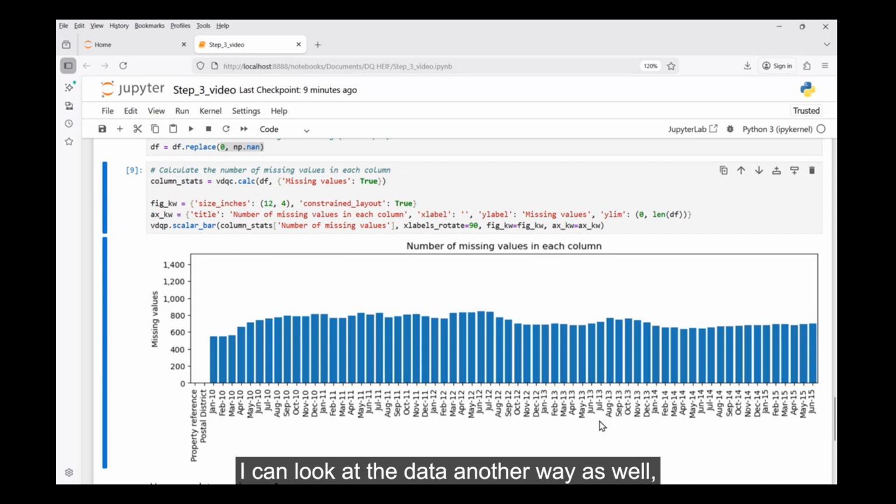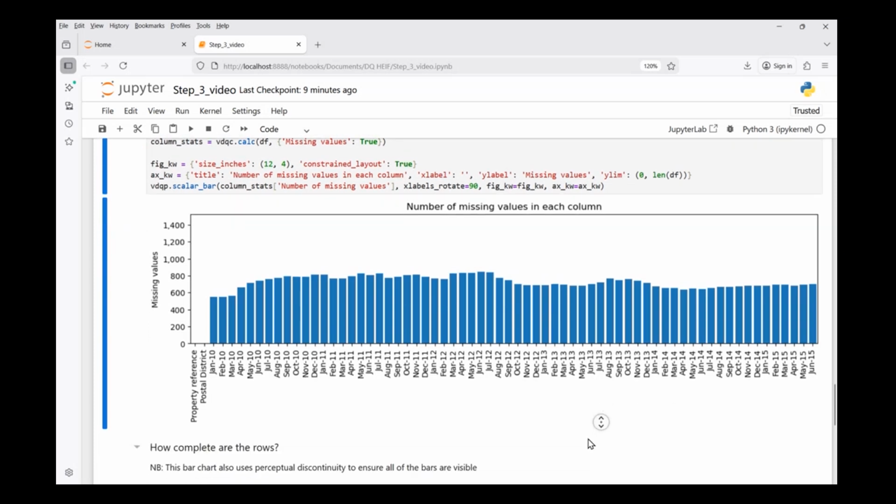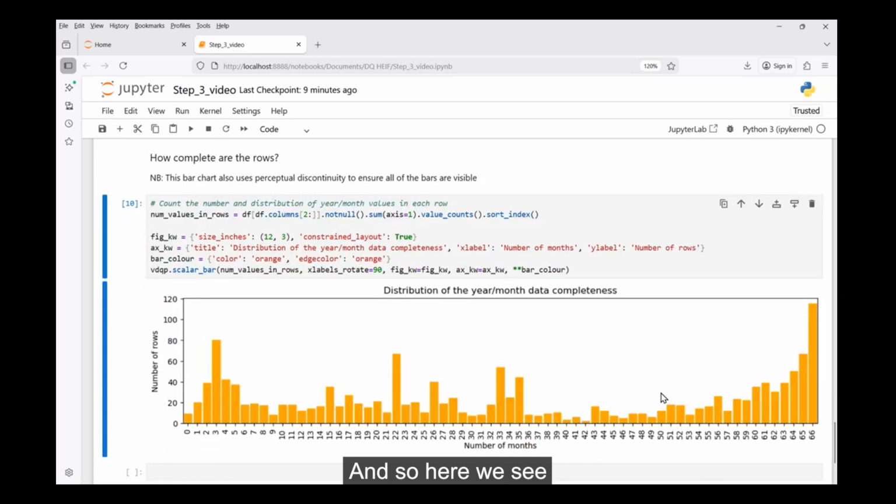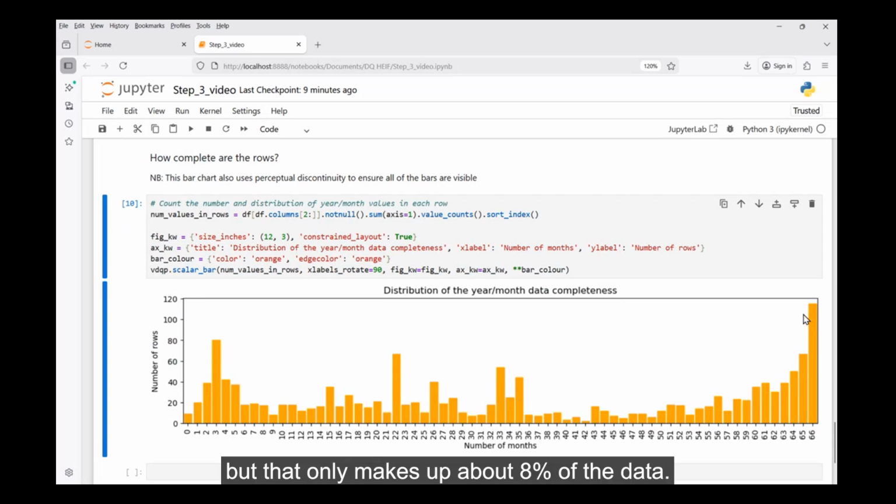I can look at the data another way as well, which is to ask how complete are the different rows of data. And so here we see that of the roughly 1,500 rows, most commonly are the roughly 120 rows which are complete. But that only makes up about 8% of the data. The next most common pattern are the 80 rows that only have 3 months of data.